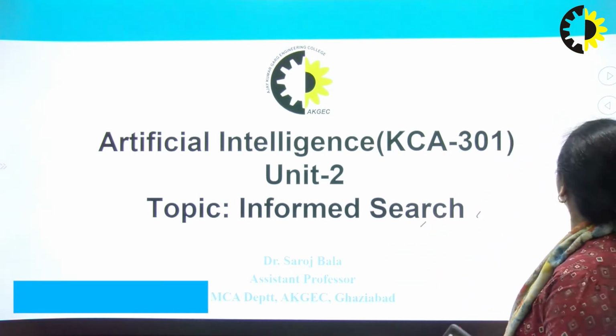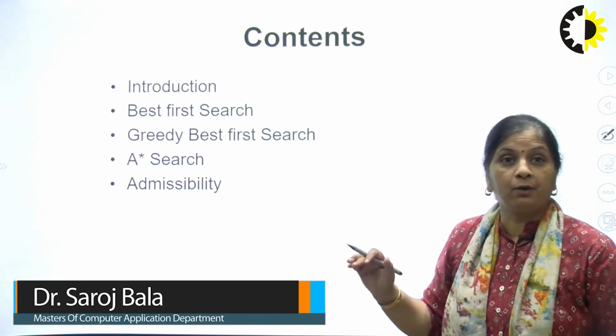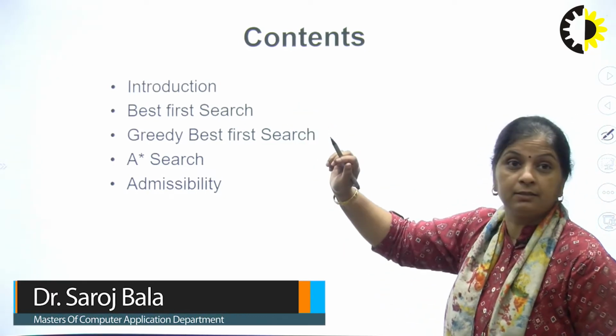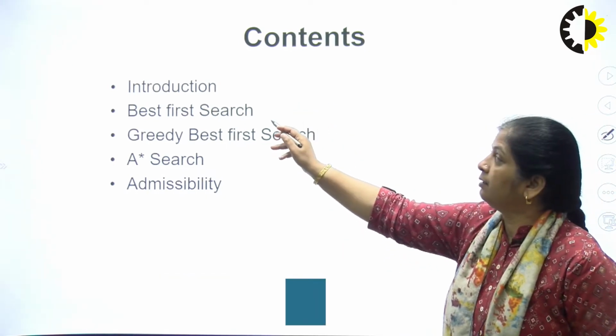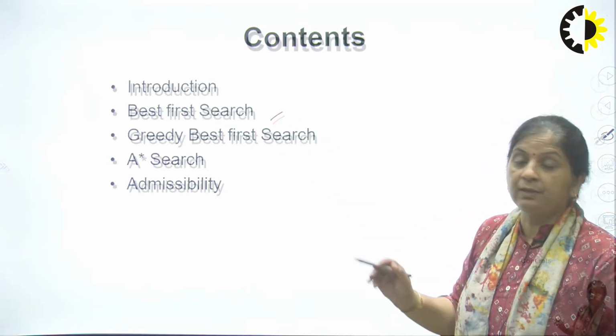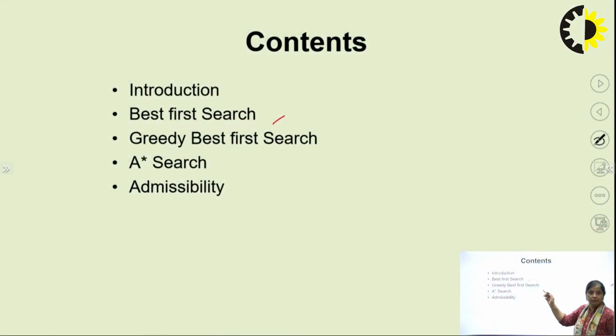Today our topic of discussion is informed search. In informed search techniques, we'll talk about what informed search is, what the best first search family is, and among this family we will discuss greedy best first and A star search, and then we will talk about the admissibility of heuristics and the algorithm.